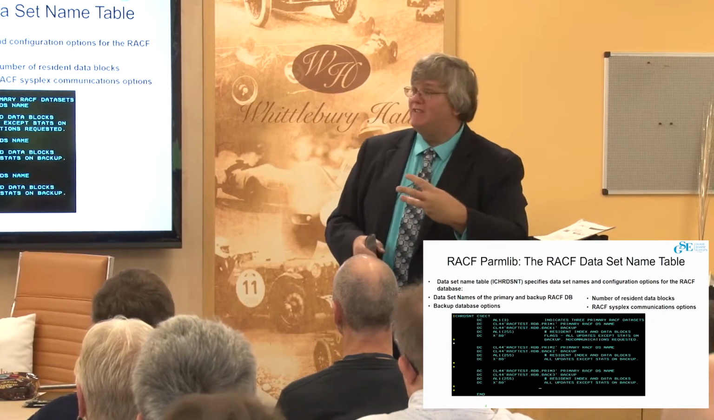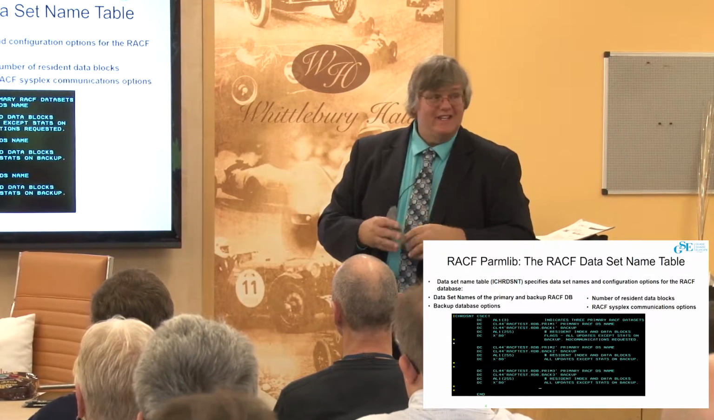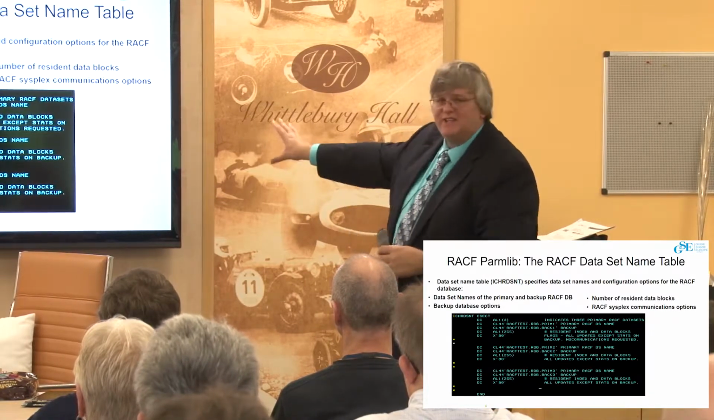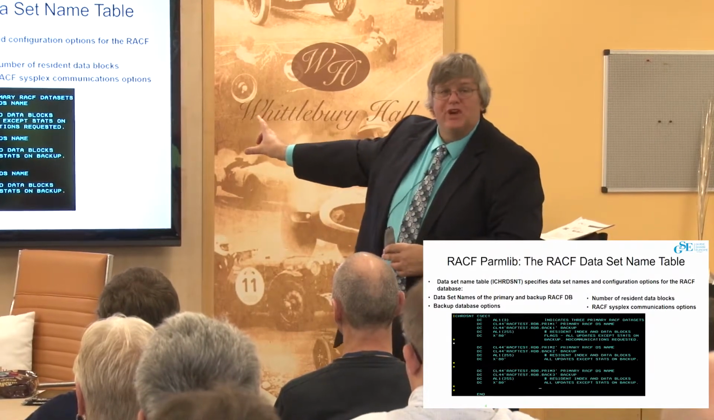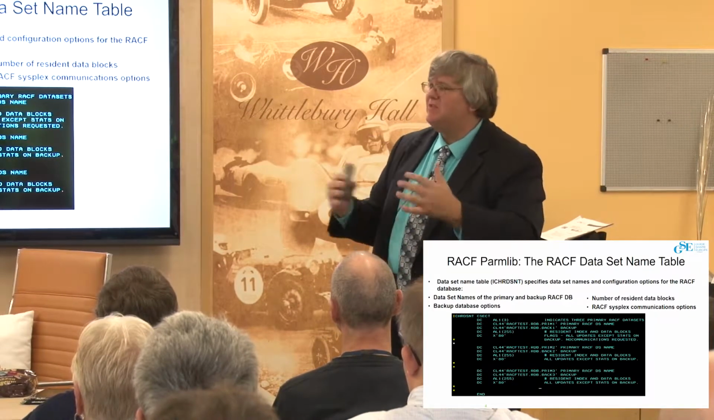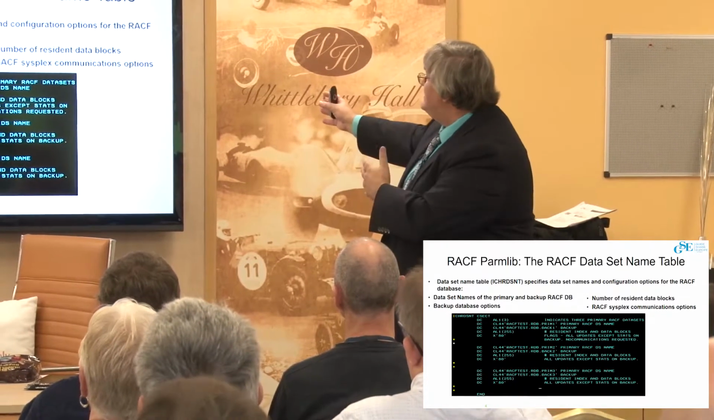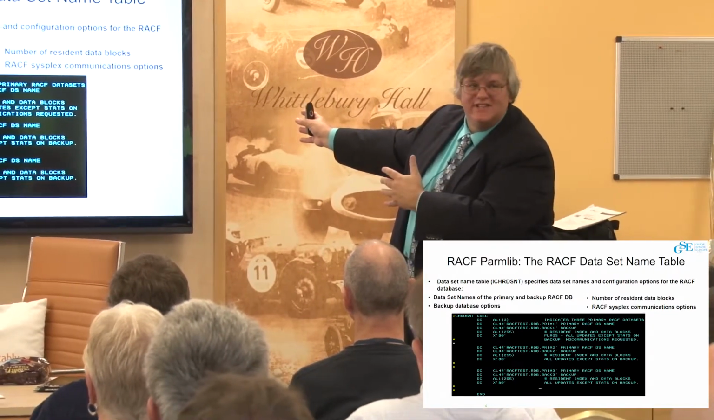If you have a split RACF database that has multiple data sets comprising your RACF database, you'll put those names in here. You'll tell us how many buffers you want associated with each data set, and you'll give us some options about what information you want replicated to the backup. Easy, simple. How do you specify this?